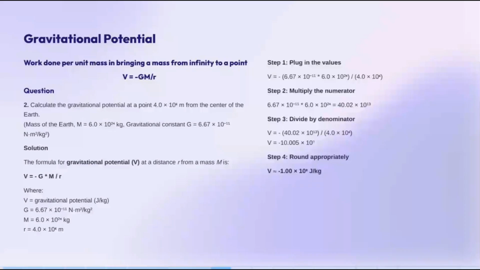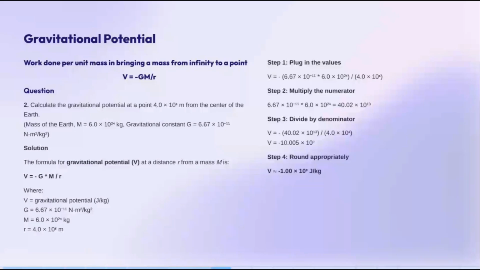The work done per unit mass in bringing a mass from infinity to a point. In bringing a mass from infinity to a point. So that's what gravitational potential is.